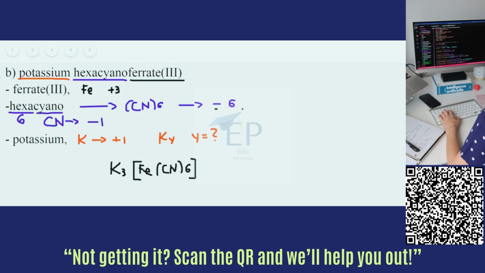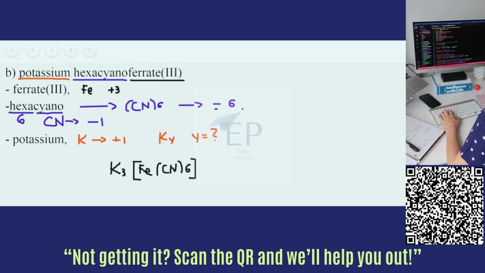In this case, as you see, we also have a potassium that is acting as a counter ion. So potassium we can indicate with K. Each potassium has a charge of +1. So we will need to find out how many potassium we need to balance the total charge of the complex ion that is formed by the metal plus the ligand. So we can write down the final formula with the potassium at the beginning.